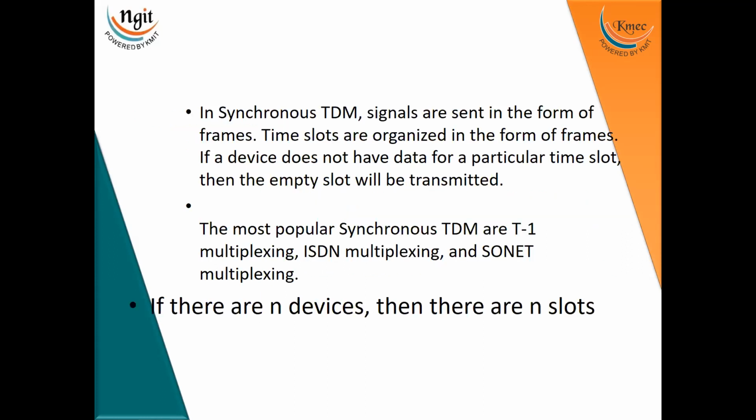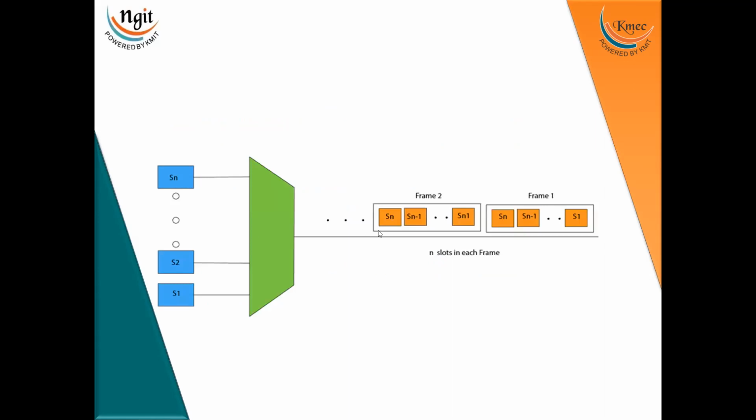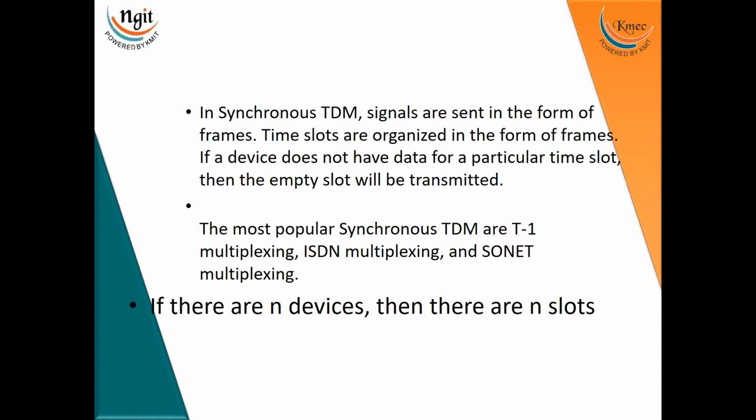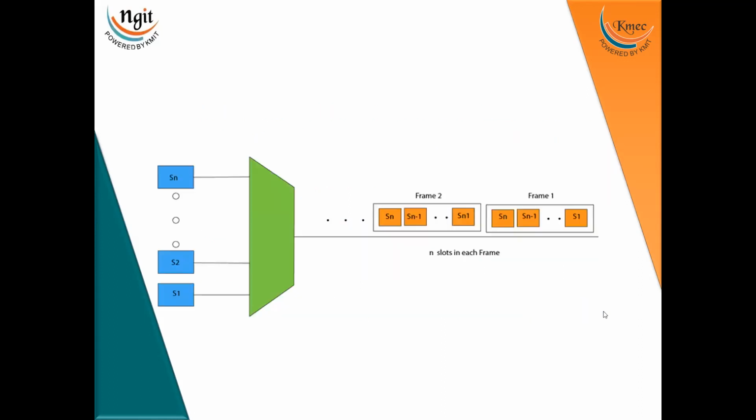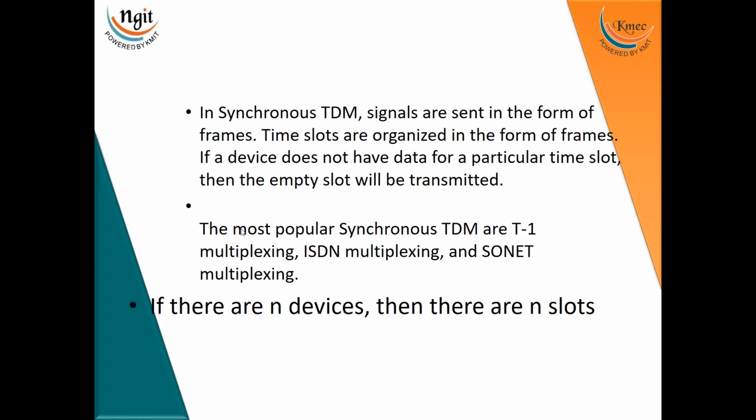In synchronous time division multiplexing, the signals are sent in the form of frames. Each and every frame contains a number of time slots, and based on the time slot, the signals are transmitted. If there are n devices, then there are n slots. You just see here, if I have n devices, then I have n slots.